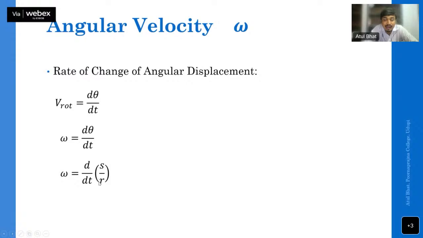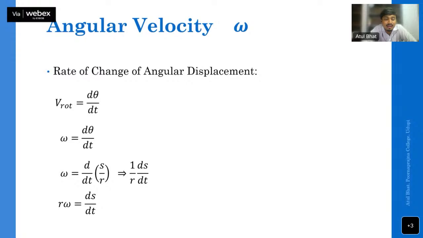Between s and r, r is the radius of the circular path, and that will never change. Whenever something is going in a circular path, the radius is assumed to never change except for special cases. So r cannot be differentiated with respect to time. It's a constant. That is why we take 1 by r into the changing variable, which is s. So we've got ds by dt into 1 by r. So this is your omega. Or let me just cross multiply, take r on the other side. We've got r omega is equal to ds by dt.